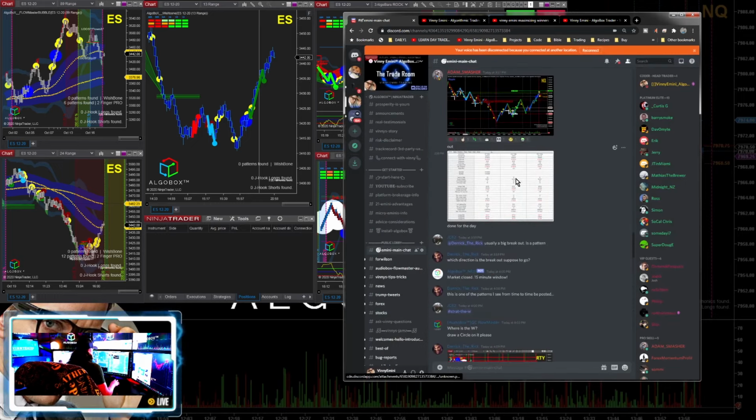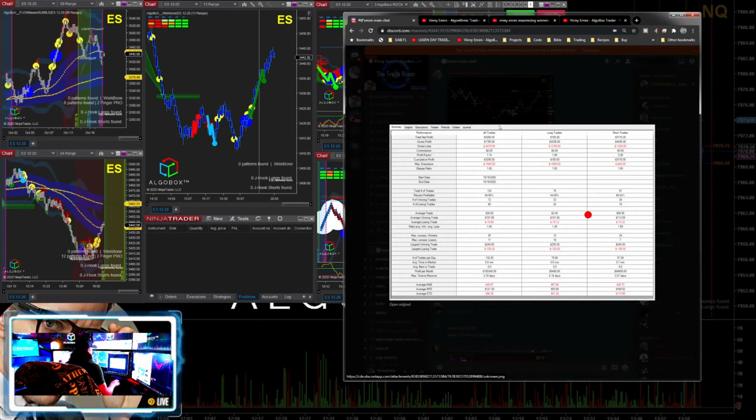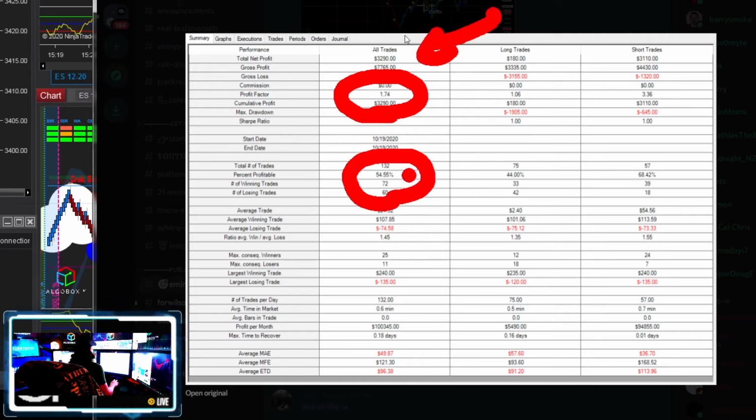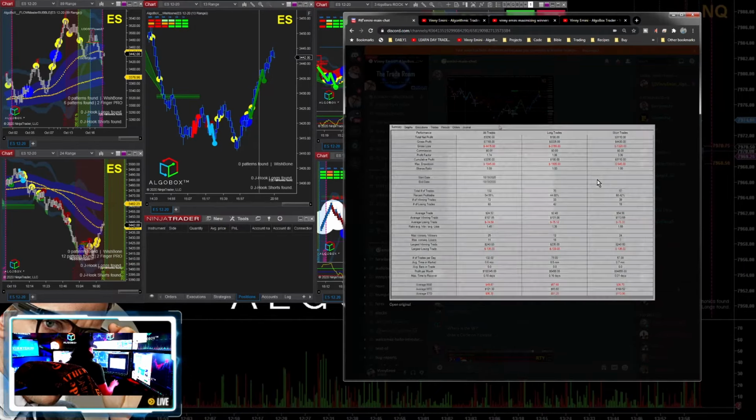Let's look at a few more to see how the day panned out here. Here is Adam Smasher, 3290, 1.74 profit factor. That's really the most important number. If I had to nail down a report to one thing that's important, it's this right here. That 1.74 is the best thing to be looking at. Even though 54% profitable doesn't sound like a whole lot, it doesn't matter. 3290 for a 1.74 profit factor. That, my friends, is amazing work.